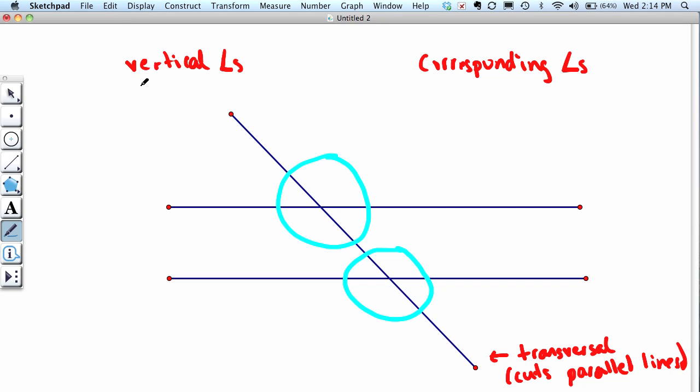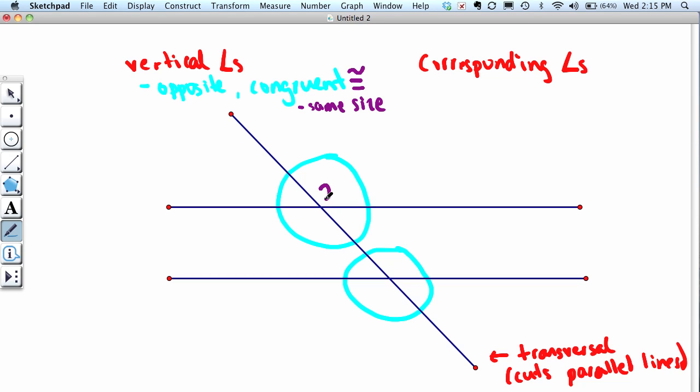First of all, vertical angles are always opposite one another, and they are always congruent to one another. Now, congruent is a word that you might not remember, and congruent means that they are exactly the same, and the symbol for that is an equal sign with a little squiggle on the top. That means that it's congruent, and it means they are the same size.